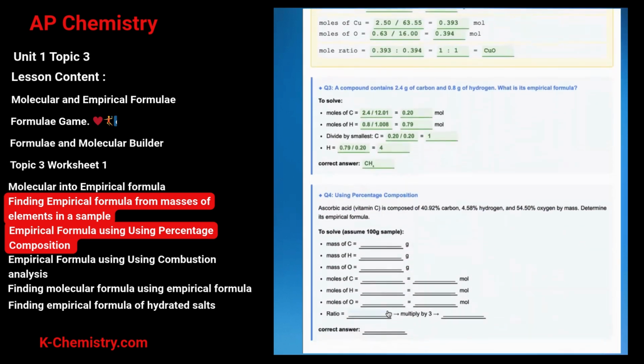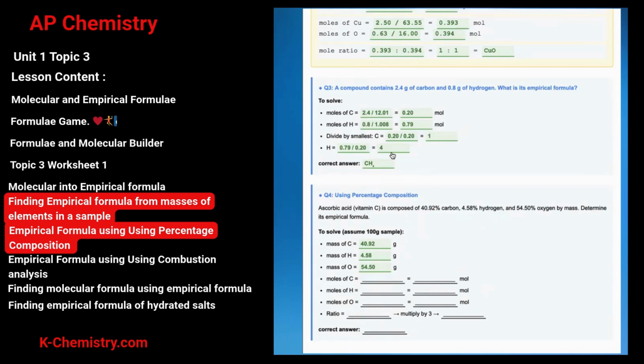Now using the percentage composition is a similar thing, exactly like the masses, but instead of saying mass, I will say percentage composition. So the compound is made from 40.92% carbon, which changes into grams. This means that in every 100 grams, there is 40.92 grams of carbon. So the mass is 40.92 for carbon, 4.58 for hydrogen, and 54.5 for oxygen. So just change the percentage into masses.